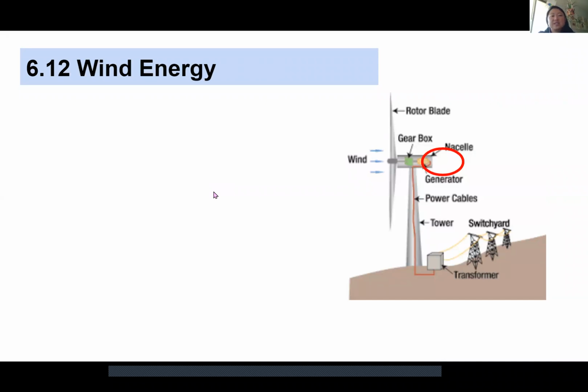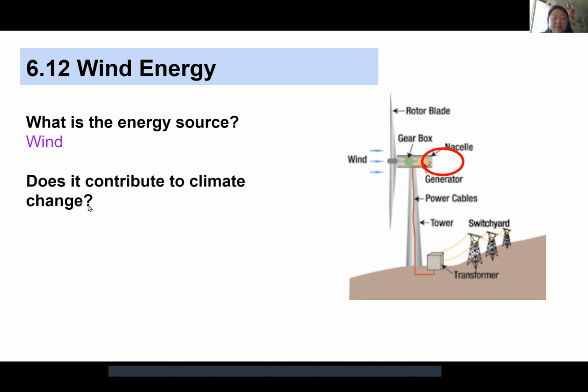Now, wind energy, this is the one that maybe we're already familiar with, but essentially the energy source is wind. Shocking. So, does it contribute to climate change? No. It does not release any atmospheric emissions. All right, and then it's significantly cheaper than coal. So you might be wondering, if it's cheaper than coal and it doesn't have emissions or contribute to climate change, why don't we use it more?